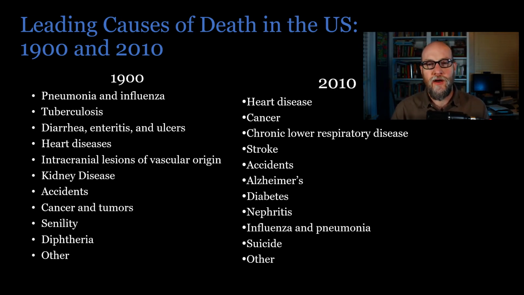So these are the leading causes of death in the United States at these two times. In 1900, 11.8% of deaths were caused by pneumonia and influenza. Tuberculosis was 11.3%. Diarrhea, enteritis, and ulcers, so lower GI disorders, 8.3%. Heart disease, 8%. Intracranial lesions of vascular origin, which generally means stroke or other illnesses like meningitis that attack the brain, 6.2%.